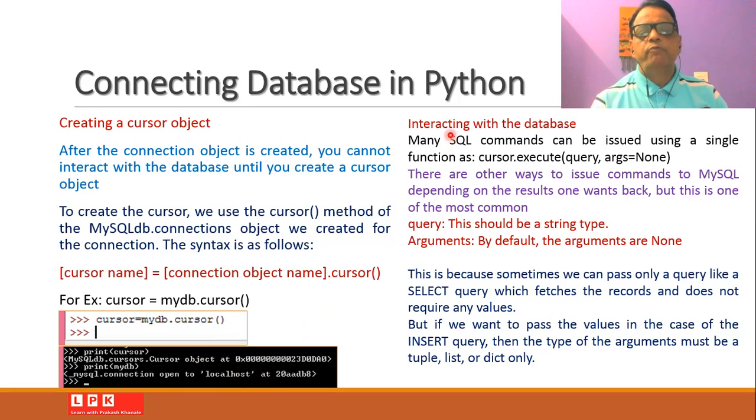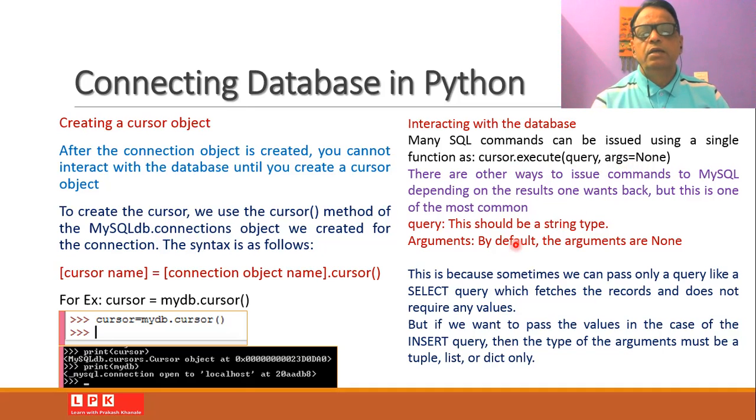Now in the third step, we can interact with the database. Now you have got connected and you have created a cursor object. So in order to interact with the database, you need to make use of the function called the execute function. There are other ways also through which you can communicate with the database, but this is the most popular one. So the syntax for this function is like this: cursor.execute. In the bracket, we can make use of query, comma, args, arguments is equal to none.